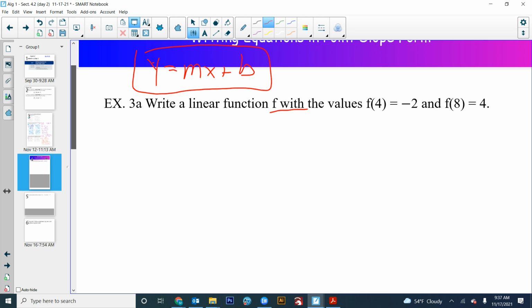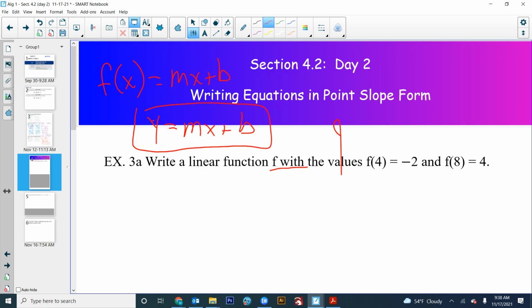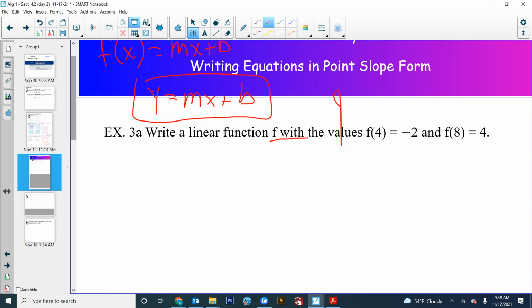Here's what we got to start out doing though. See, it says f of 4 equals -2 and f of 8 equals 4. Let's turn those into ordered pairs. All right? So what is this right here, guys? What's the ordered pair f of 4 equals -2? What would it be? Okay, 4, -2, right? Write that. And what's the second one, Corbin? 8, 4. Thank you.